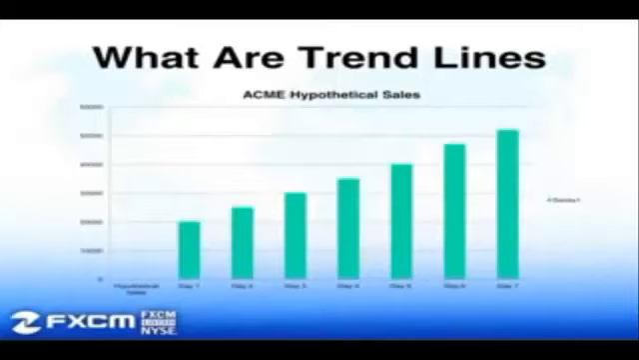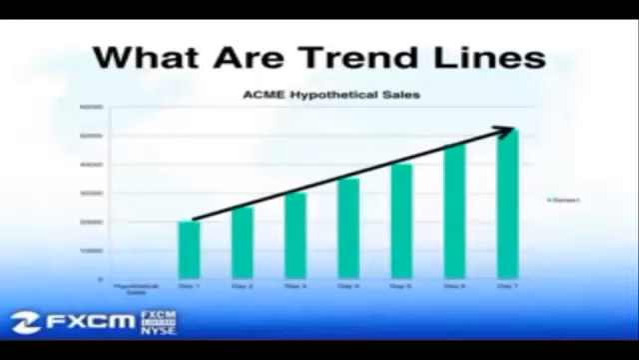Here, let's assume you're the manager of Acme Sales, and you're taking a look at this sales chart. Obviously the sales have been increasing at a very steady pace, and as a matter of fact, if we simply connect the highs of this bar chart, I get a trend line. I get a line that's pointed upward, showing me that this is moving higher.